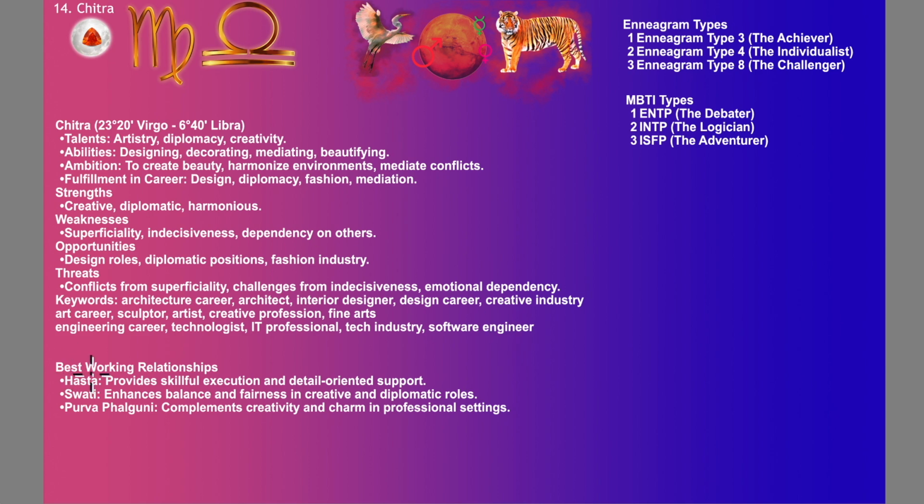The best working relationships Chitra derives from is Hasta, which provides skillful execution and detail-oriented support. Hasta is very detail-oriented, being in the heart of Virgo. Swati enhances balance, fairness in creative and diplomatic roles. In diplomatic and creative roles, you need some kind of fairness, you need some kind of balance. Libra will provide that. In Swati Nakshatra, Purva Falguni, because it complements creativity.